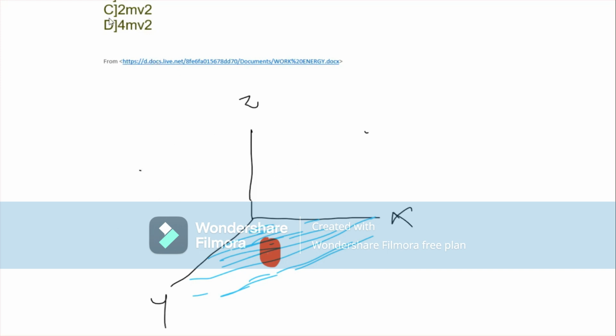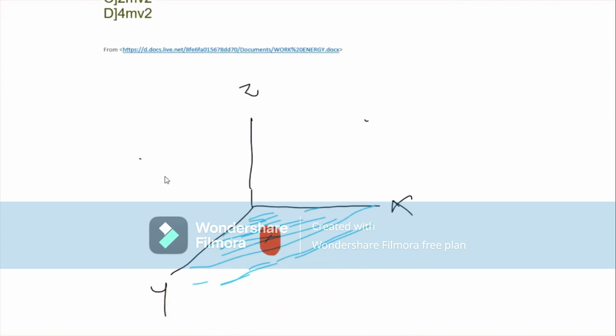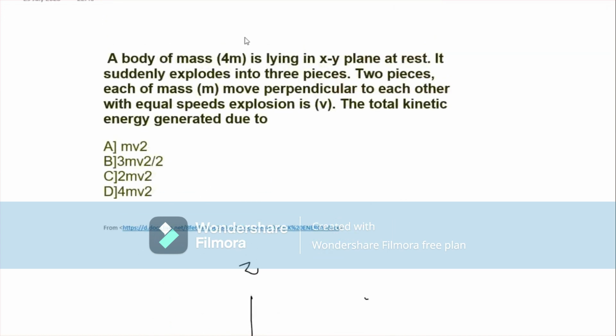Okay, so now कहा गया है that the mass is 4m. This is 4m. Okay, so it suddenly explodes into three parts. Two pieces each of mass m move perpendicular to each other. So दो जो मास है जो एक दूसरे के परपेंडिकुलर में मूव कर रहा है. Okay, so let's draw. This is the mass 1 and this is the mass 2. Okay, so they both are perpendicular to each other because of the 90-degree angle between them.